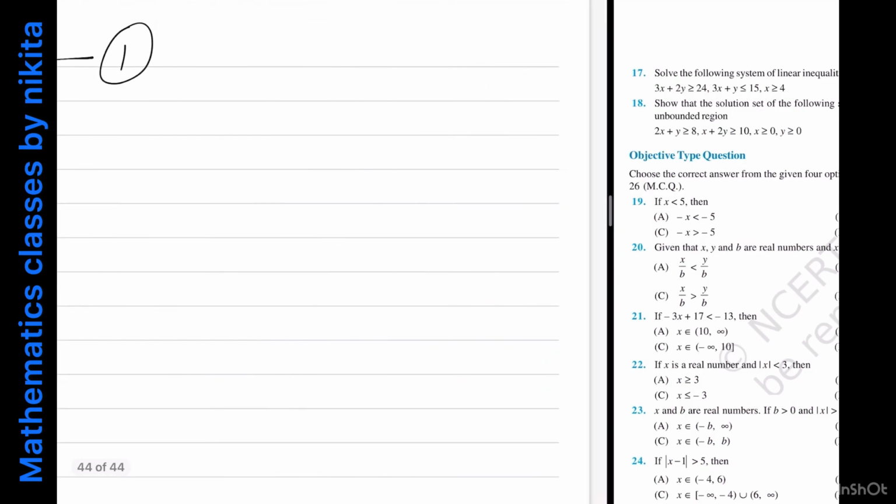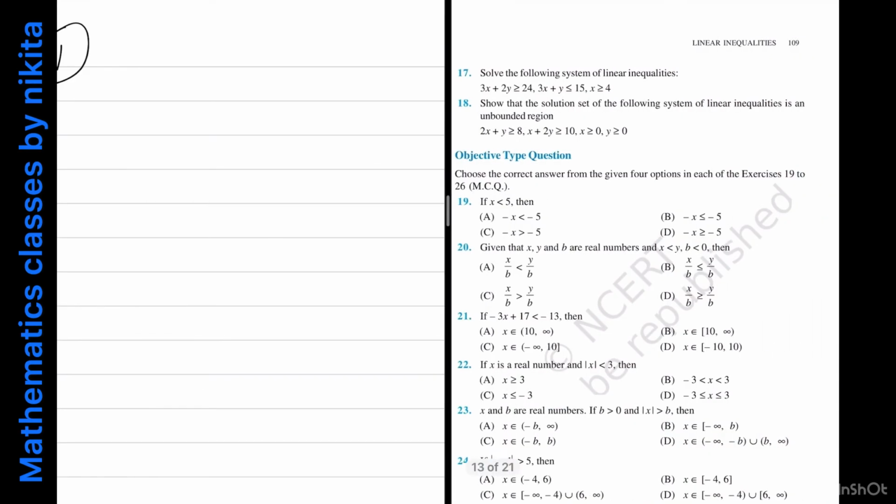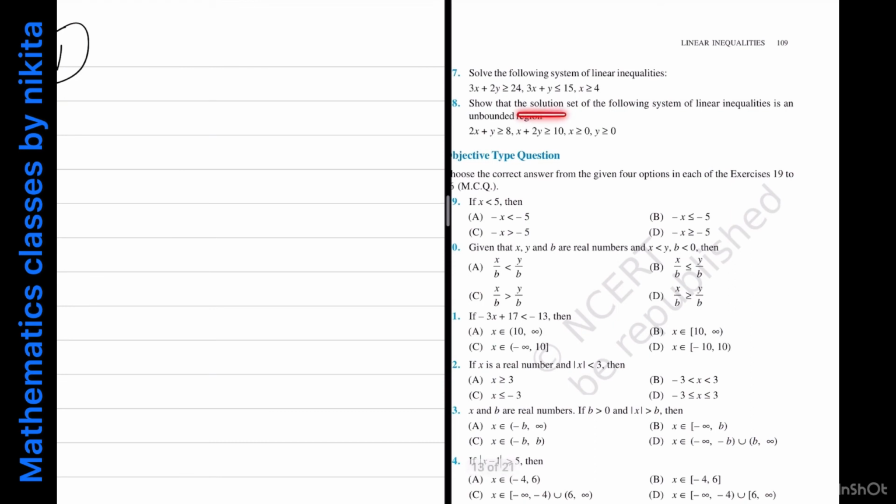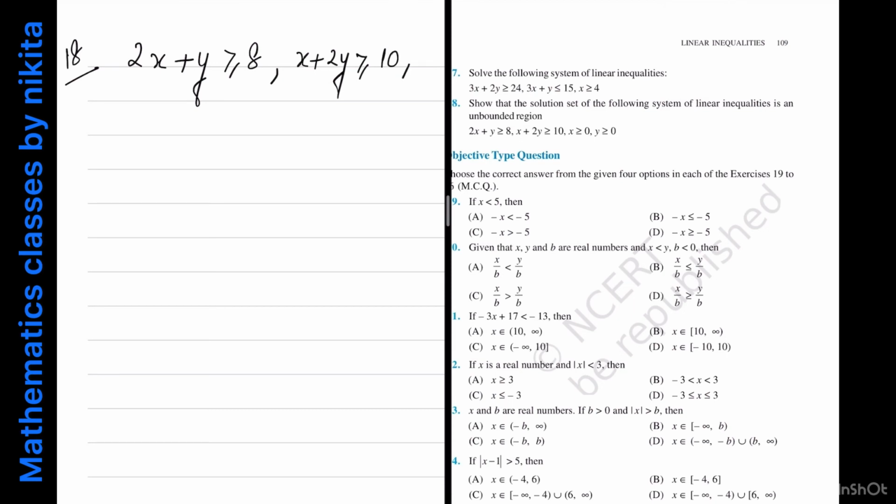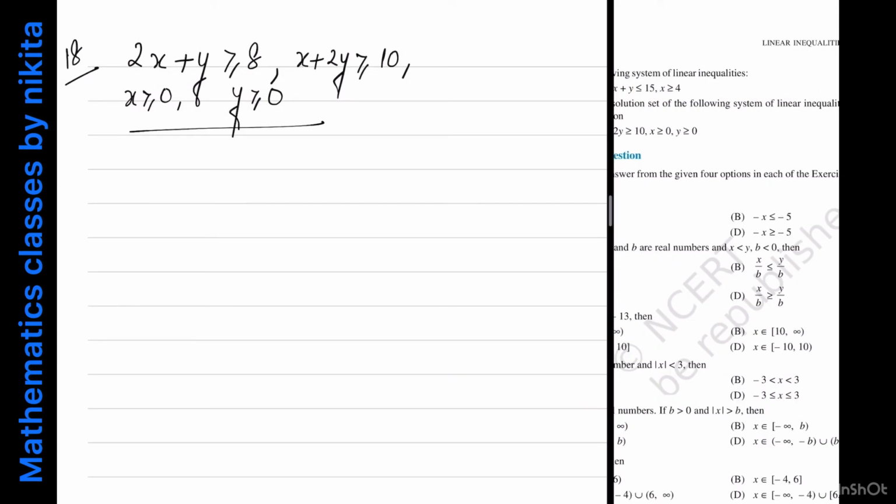Now we have question number 18. Question number 18 says, show that the solution set of the following system of linear inequalities is an unbounded region. So we have 2x plus y greater or equal to 8, then we have x plus 2y greater or equal to 10, and next we have x greater or equal to 0 and y greater or equal to 0. Now from the last two we get that the region lies in the first quadrant.